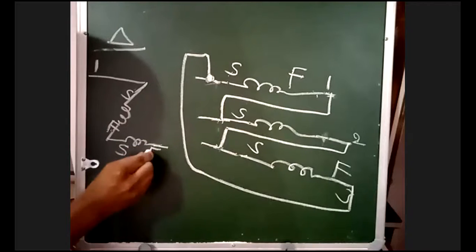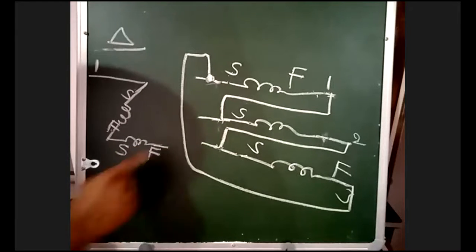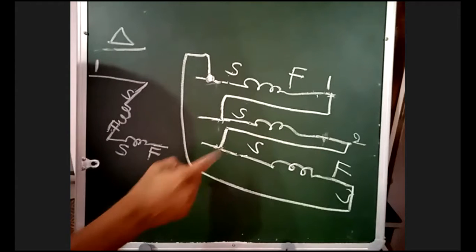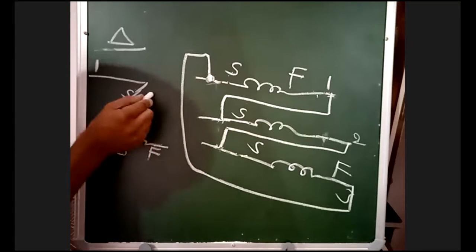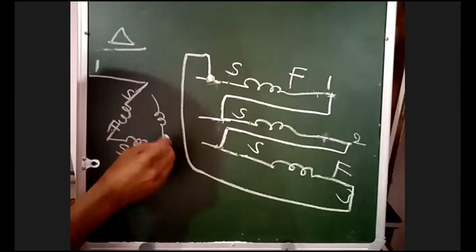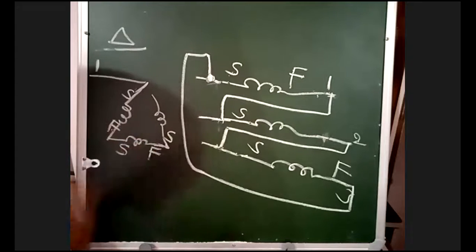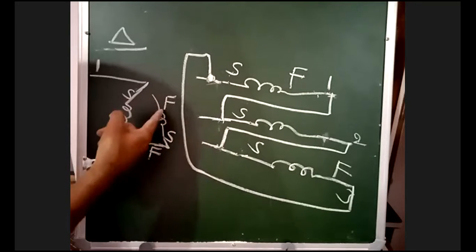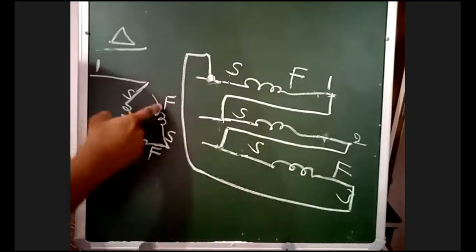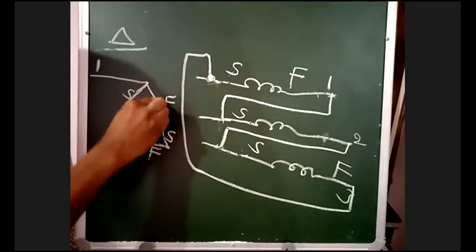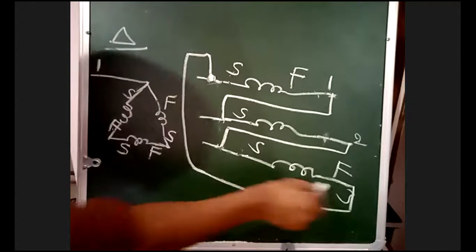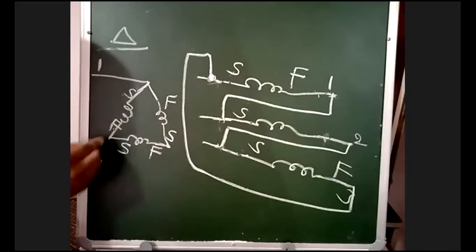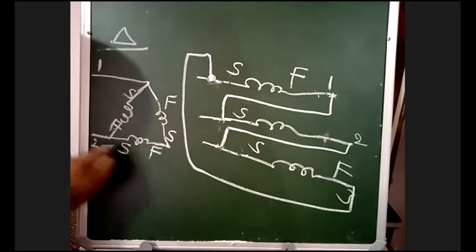Now the finishing end of the second coil should be connected to the starting of the third coil. This is the starting of the third coil. Now this is the finishing end of the third coil, and it is connected to the starting end of the first coil.